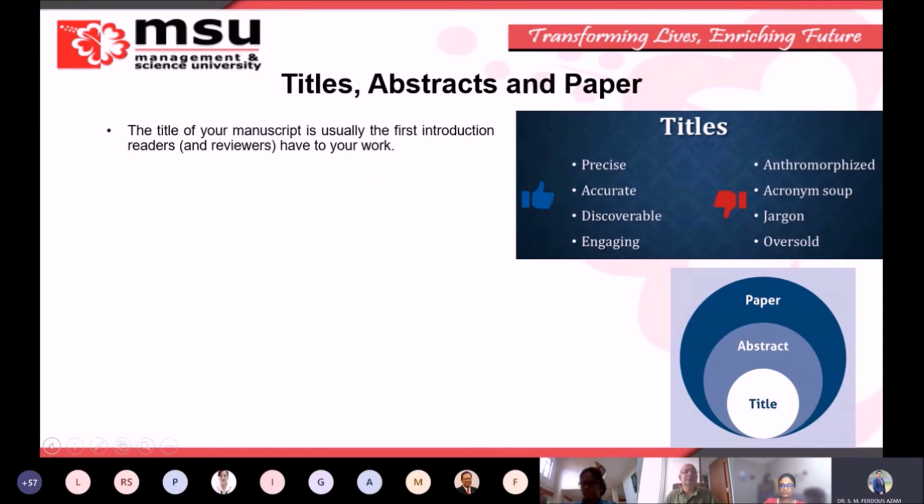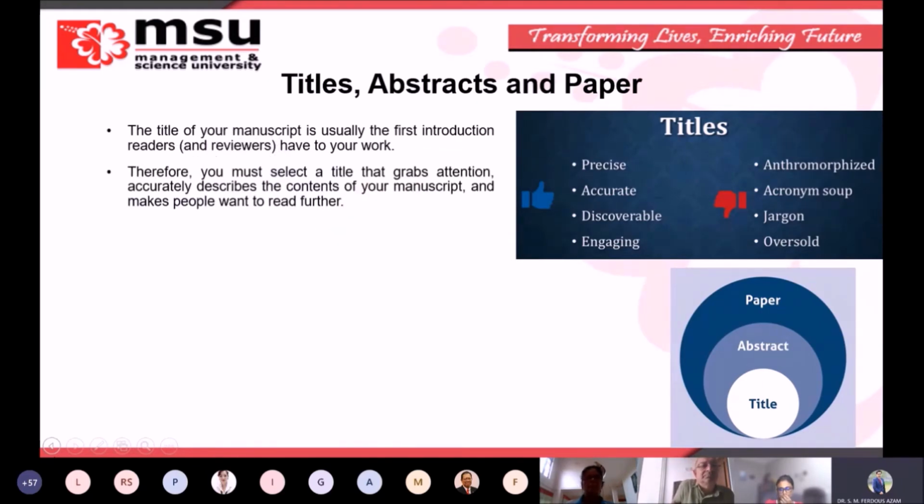The title, as I told you, the title of your manuscript is usually the first introduction that attracts who you are and what you are talking about. Who you are means your research. All right. So second one, therefore, we have to be very cautious that we can grab the attention of the reader accurately.